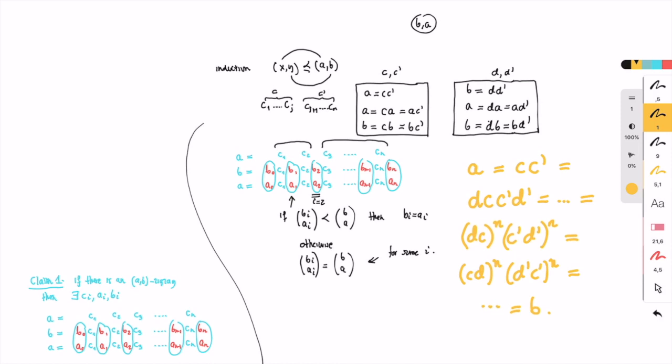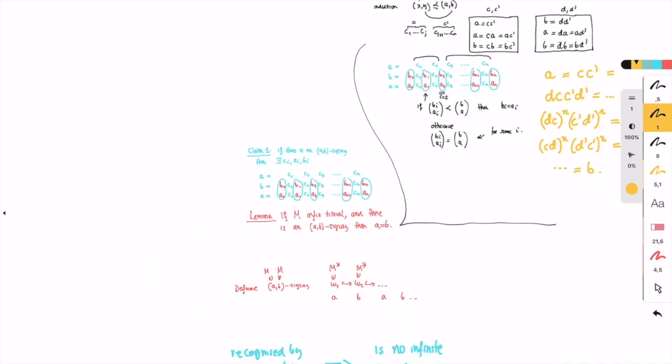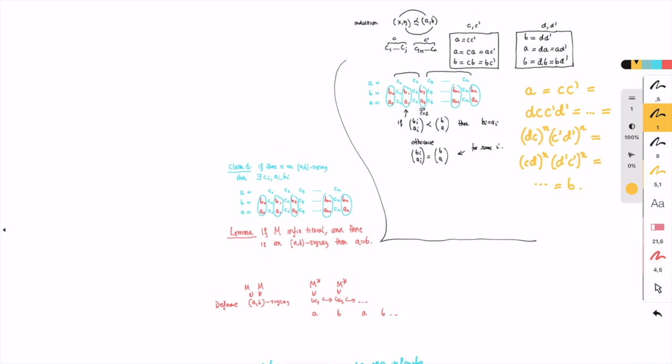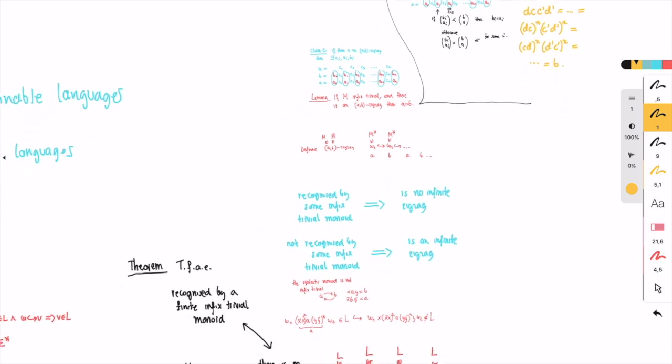So if you're infix trivial, then every zigzag has to be trivial, which finishes the proof that if you're recognized by some infix trivial monoid, then there is no infinite zigzag, which finishes the proof of this theorem. And that's it. Thank you.